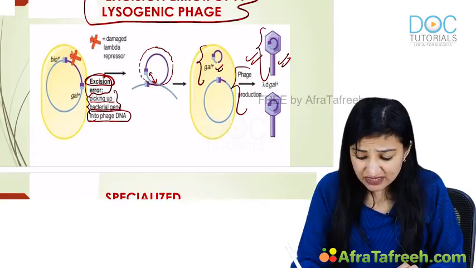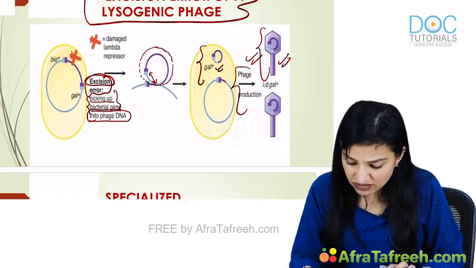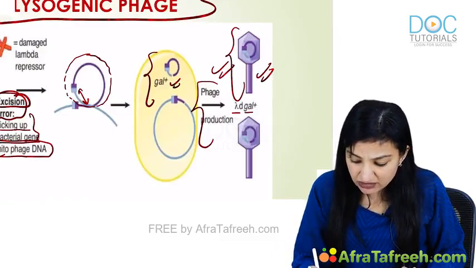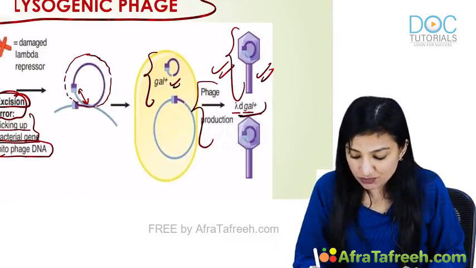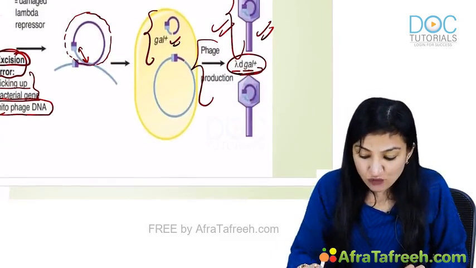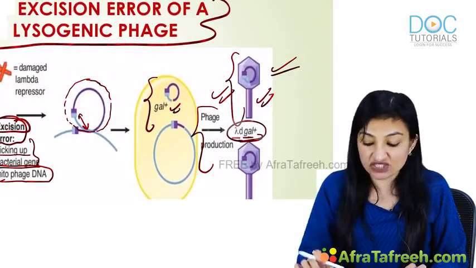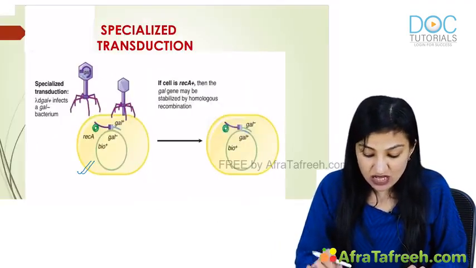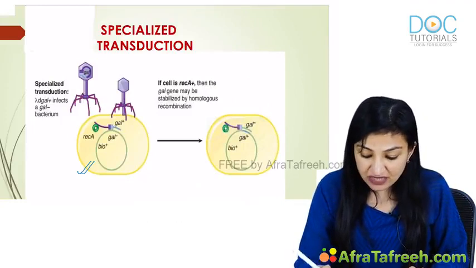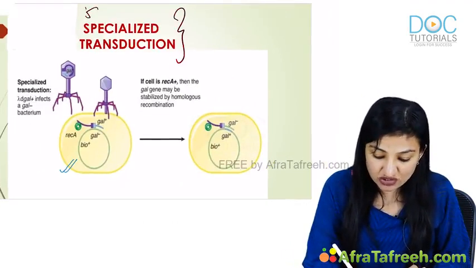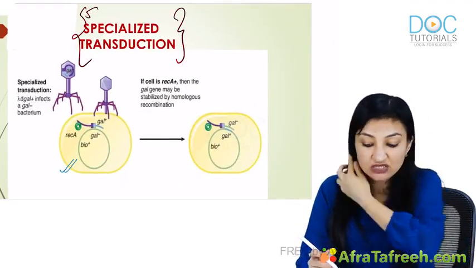All right, now let us say this is nothing but the lambda d-gal plus, that is the galactose plus phage. Now let us see what happens if such a phage, which is having some bacterial genes, attacks some bacterial cell. In other words, let us see what specialized transduction means.